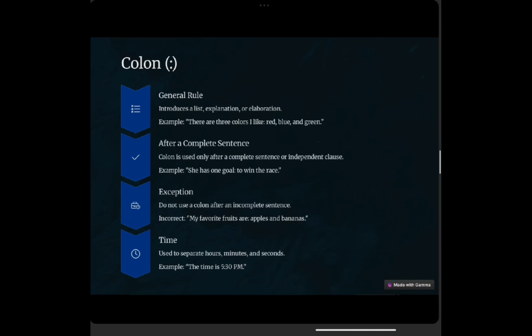Exception. We can't use a colon after incomplete sentences or dependent clauses. For example, "My favorite fruits are" followed by a colon. Here, that's not a complete sentence. We also use a colon to separate the hours, minutes, and seconds. The time is 5:30 p.m.